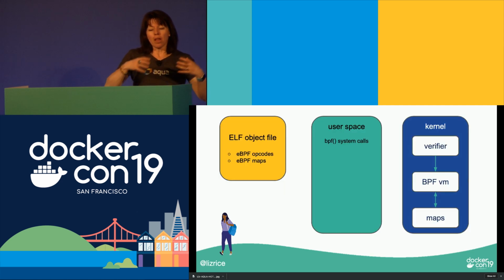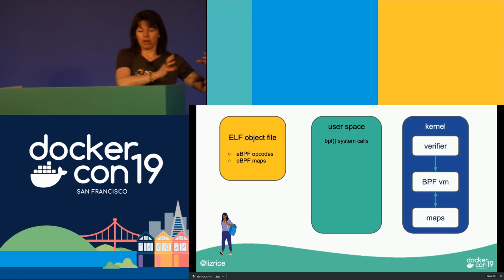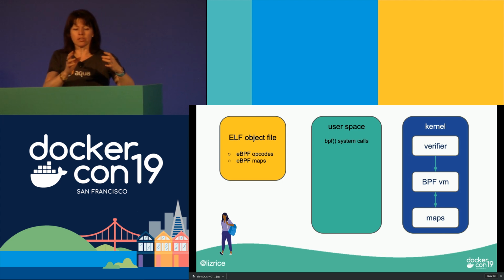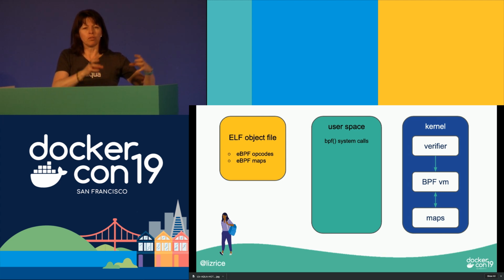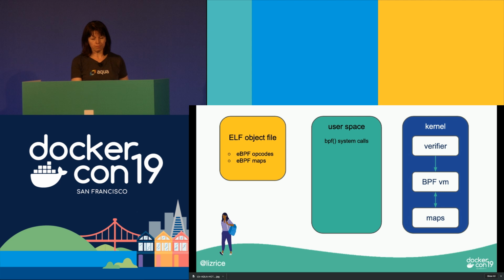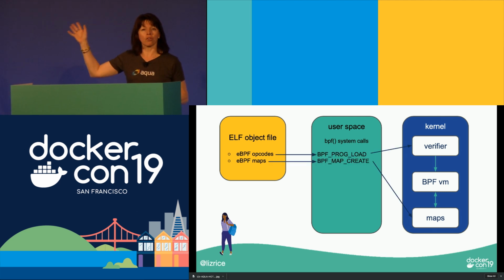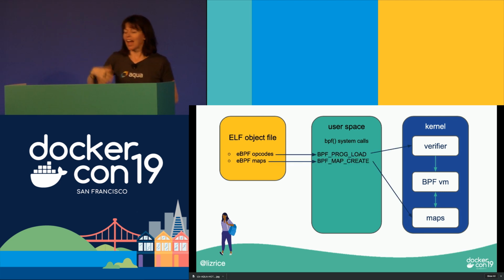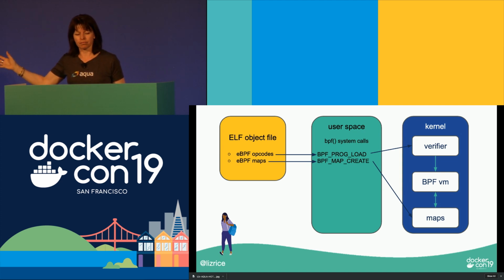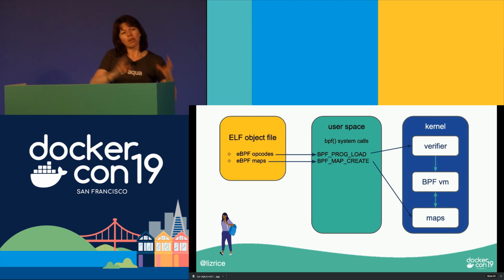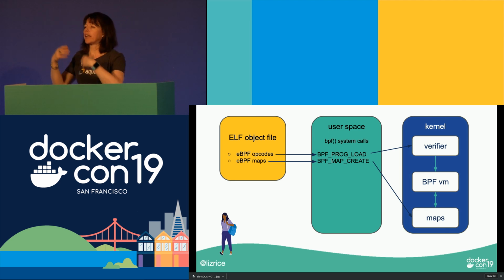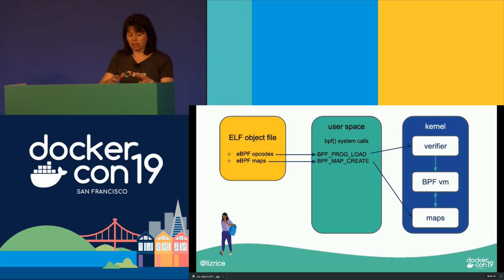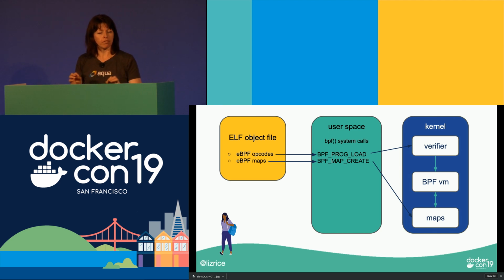So once we've got that object file, Userspace uses BPF to pass that into the kernel. We already saw prog load happening, and the maps get created using another subcommand of BPF called map create. When the program gets loaded into the kernel, that's when it gets verified, and if all is okay, it'll get passed into the BPF virtual machine ready to run.